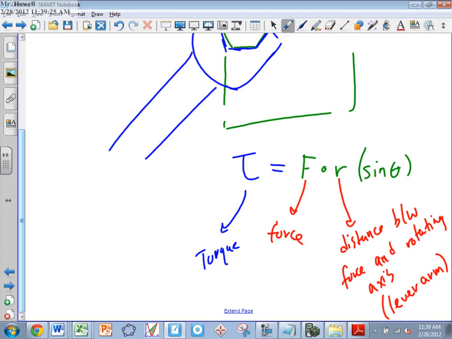And a torque wrench is usually adjustable. The end of it, you can adjust it so that it'll fit on any angle. That's the reason for it. So you can use it.